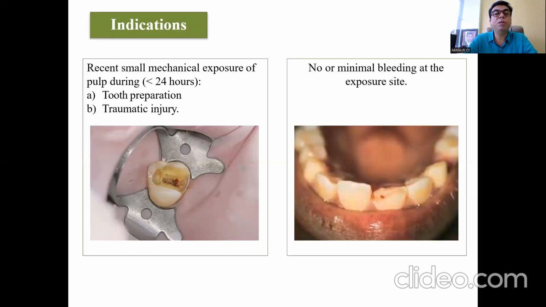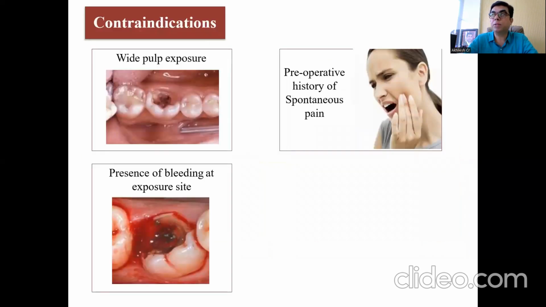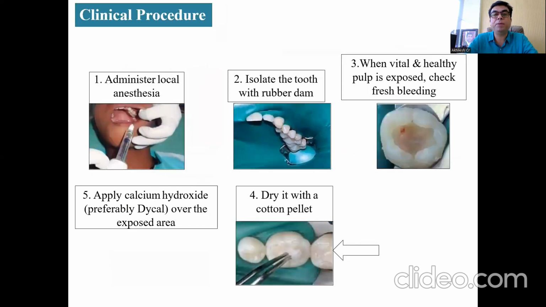Indications. What are the indications? One is a recent small mechanical exposure of pulp during tooth preparation or traumatic injury. It should be less than 24 hours. The other is no or minimal bleeding at the exposure site. What are the contraindications? Contraindications are a wide pulp exposure, the presence of bleeding at the exposure site, so much bleeding at the exposure site, or a preoperative history of spontaneous pain.